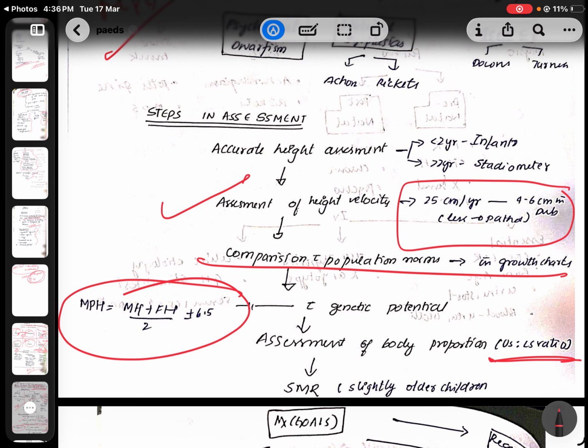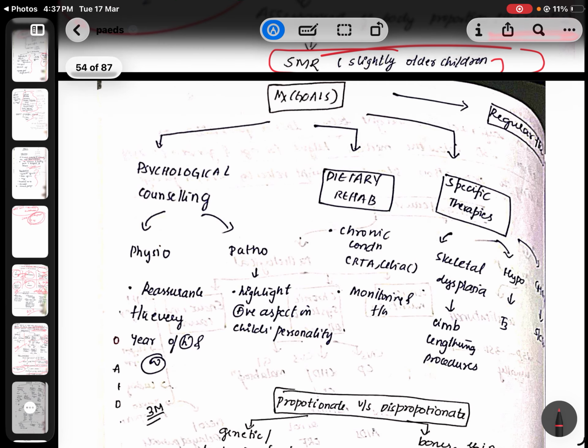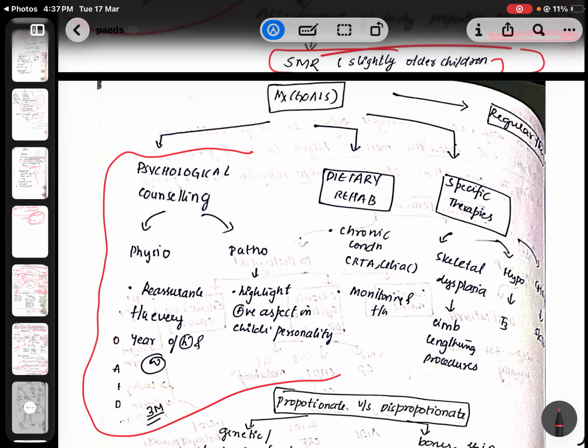So it's important for you to mention that, and you can also mention your SMR staging. Okay, then these are the management goals. So basically, what I told you about physiological dwarfism is that the major thing in management is psychological counseling. Okay, if it's a physiological thing.